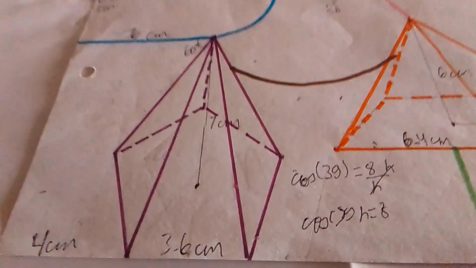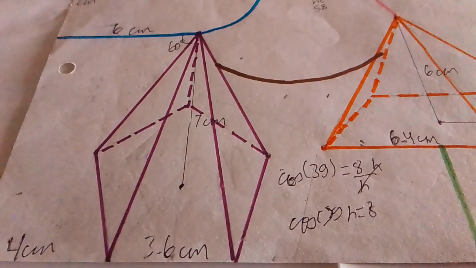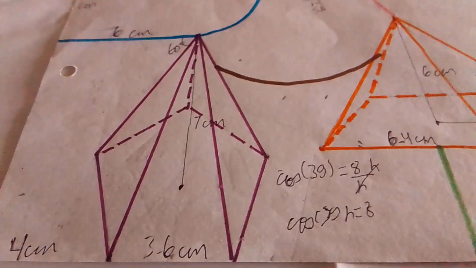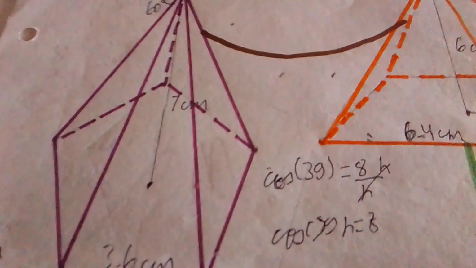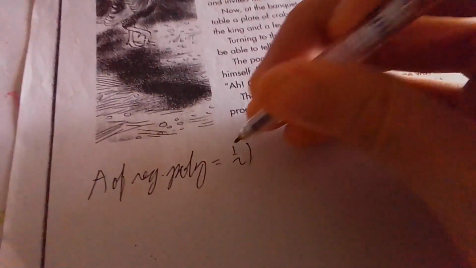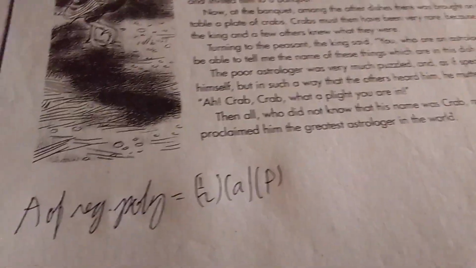To get the area of the base of the pentagon, this is how we're going to do it. First, we have a pentagon whose side measures 3.6 cm. So what we need to do is to get the apothem, because remember, we want to solve for the area of any regular polygon. The formula is A = 1/2 a p, where a stands for apothem and p stands for perimeter.